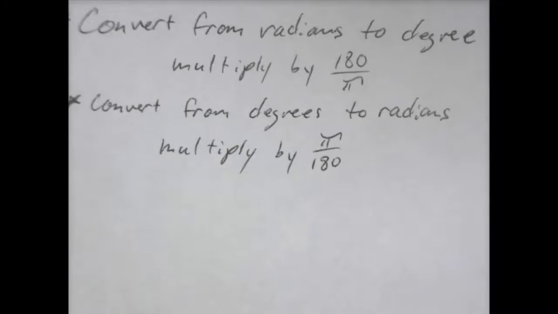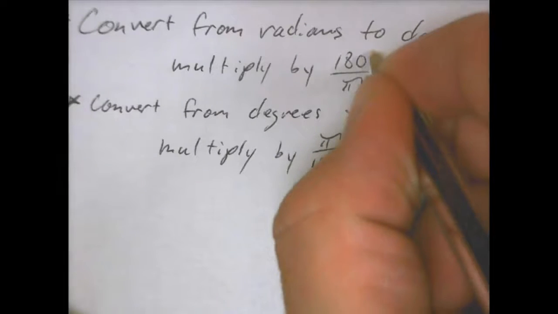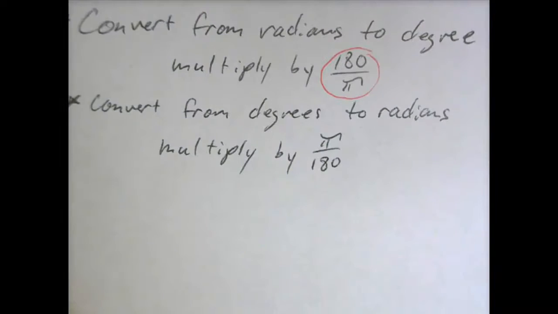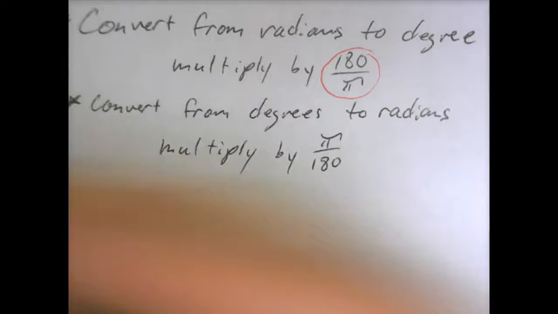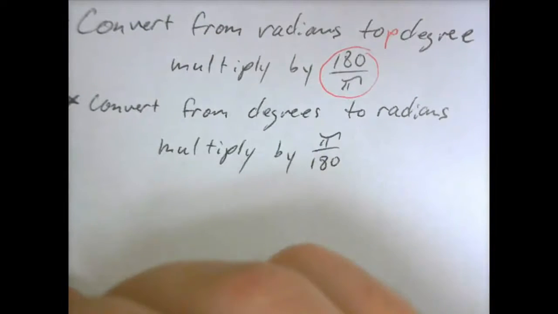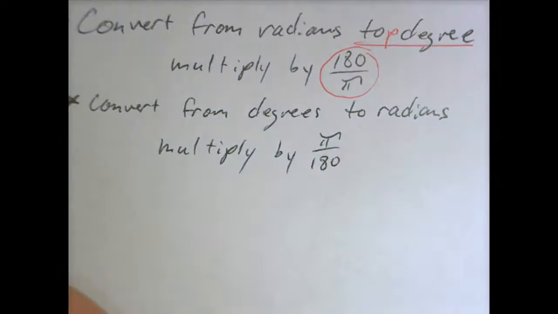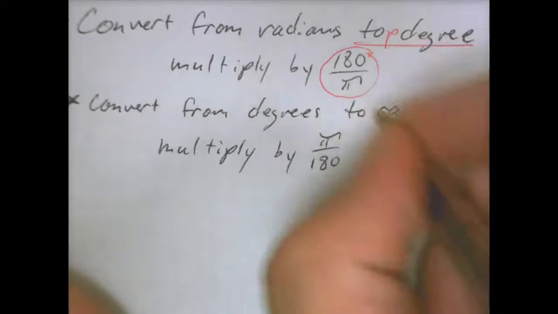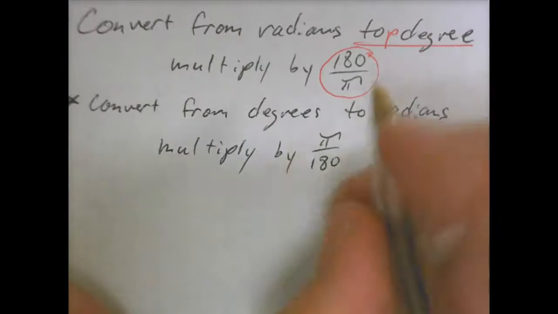Okay, so these are your conversion ratios. If you are converting from radians to degrees, you are going to multiply by 180 over pi, which is basically 360 over 2 pi. It's just saying their equivalencies. The way that I remember that is whatever you want to have on top, you put on top. So this 180 represents degrees. The pi obviously represents radians.